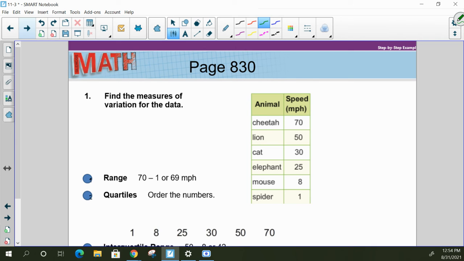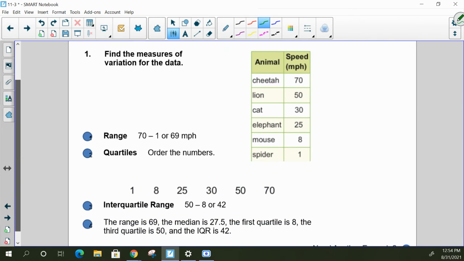Relax. It's going to be really easy. Look at number 1. Page 830, number 1. Okay? They did most of it for you, but I still want you to follow along. So we have to find the variations of the data. So first they want you to find the range.